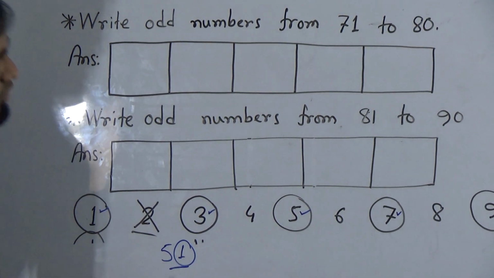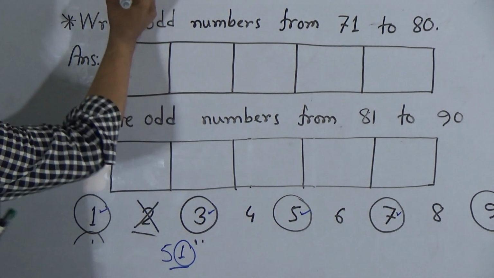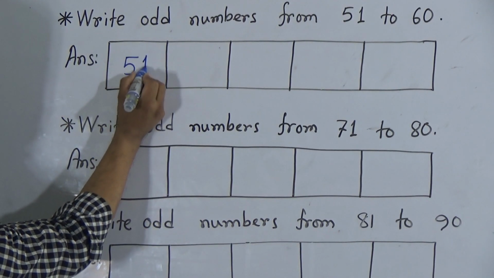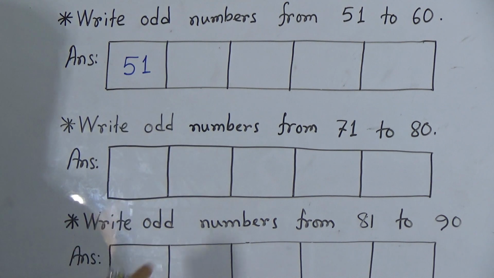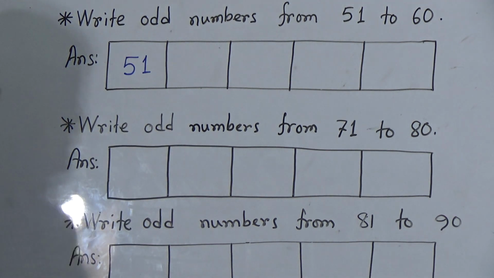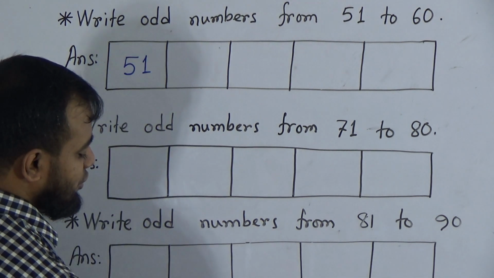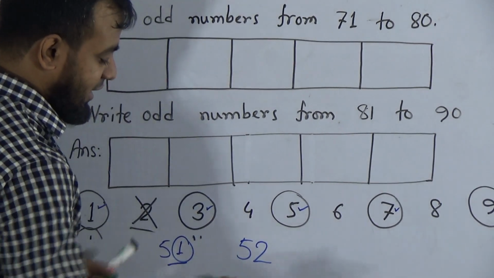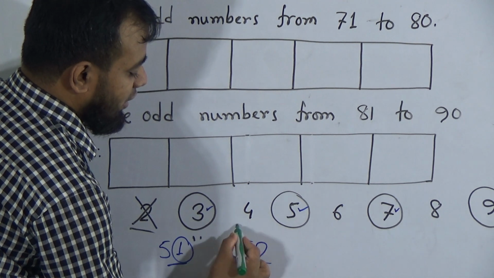So 51 is also an odd number. Okay, so we can write down the first odd number from 51 to 60 will be 51. Now after 51 the number that comes is 52. 52, my dear students, has 2 in the ones place. That's why it's not an odd number.